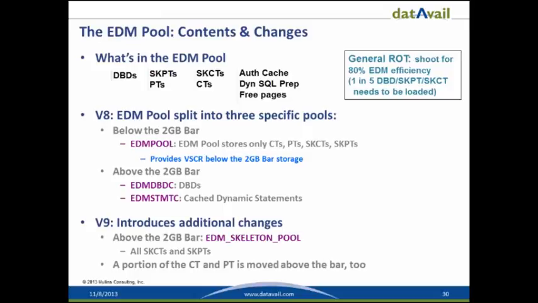Now, as I said, these things are broken up, not all in one pool anymore, so that's good, makes it easier to tune. We've got an EDM pool, which is below the 2 gigabyte bar, introduced in version 8, which stored the CTs, PTs, and skeletons. As of version 9, we get the EDM skeleton pool, which breaks out the skeletons to their own pool. Version 8 also introduced the DBD and the statement cache as separate pools, and they're above the 2 gigabyte bar.